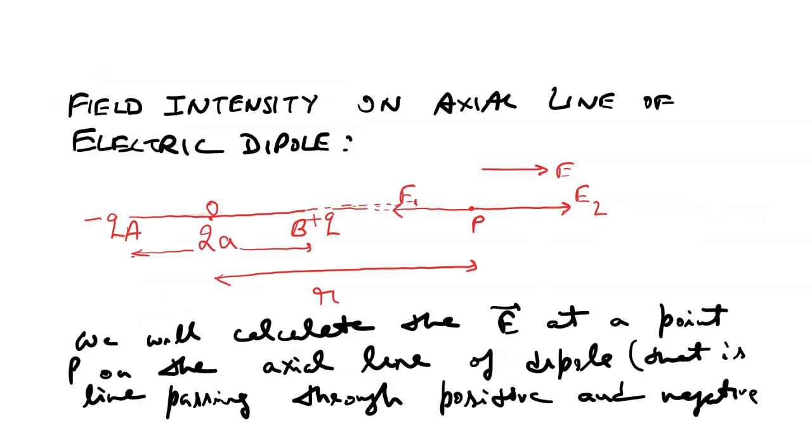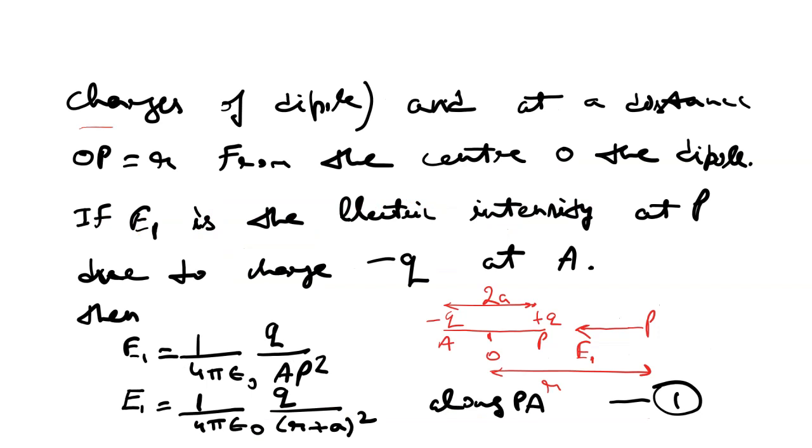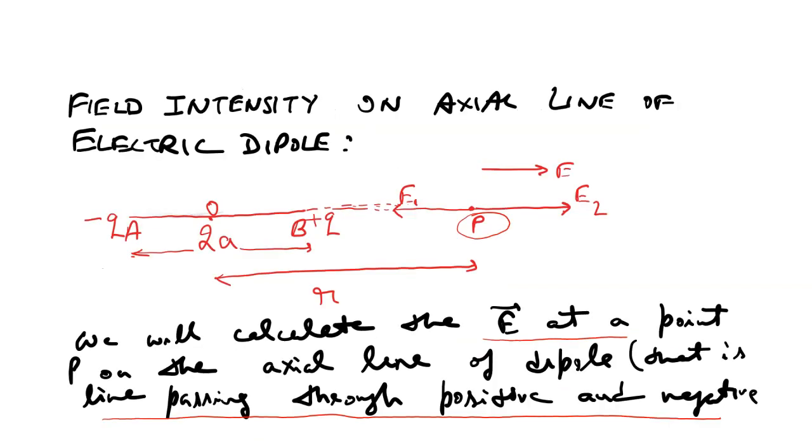So now we will calculate the electric field intensity on the axial line of the electric dipole. We will calculate the electric field intensity E at a point P on the axial line of the dipole. What is the meaning of the axial line of a dipole? It is the line passing through the positive and negative charges of the dipole. It is known as the axial line.